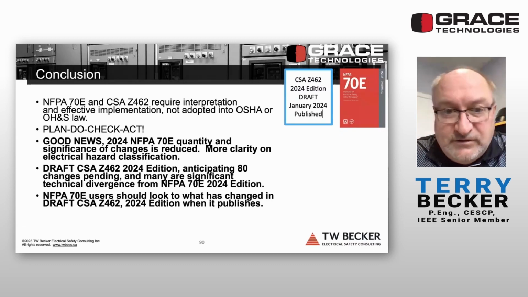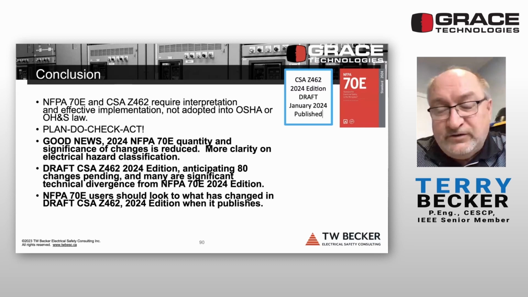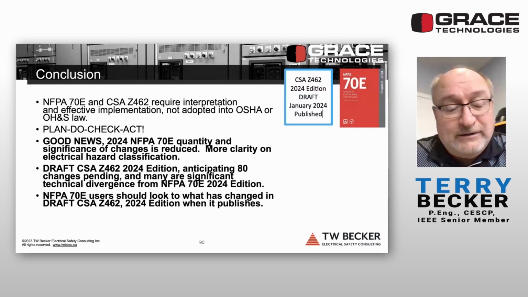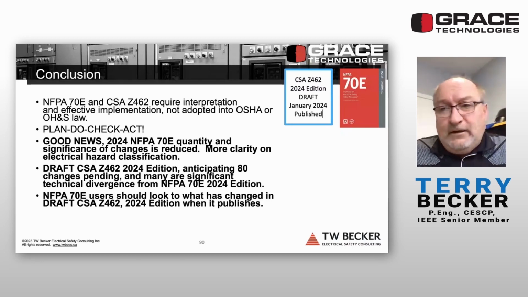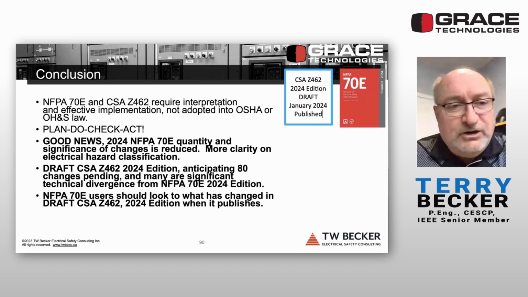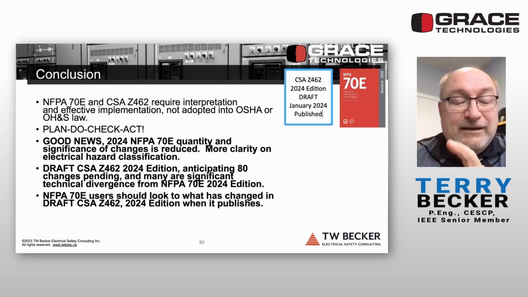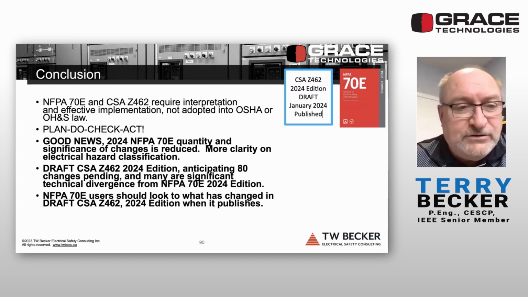The good news is this version of 70E has not a lot of significant technical changes, not a lot of changes in general. 2024 Z462, different story. 80 changes, significant diversion from 70E, and users in Canada need to make sure they interpret these correctly. I'm telling you, 70E users online for US or nationally, get a copy of Z462. We got some good information you don't have in 70E. Some information that you should not look at, as I highlighted today, but other information can add value to your resources, your background substantiation for your electrical safety program.